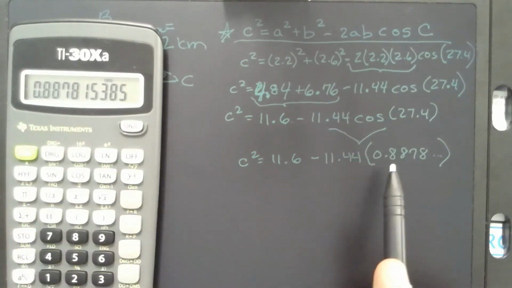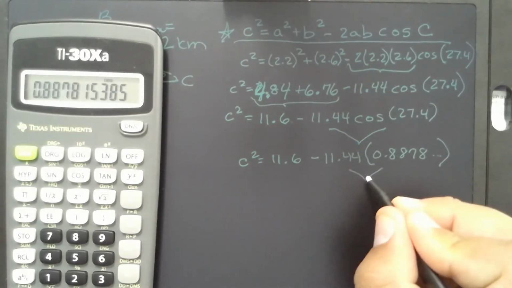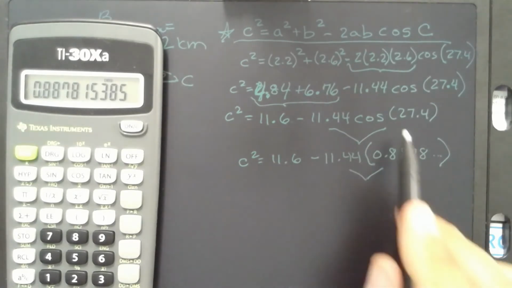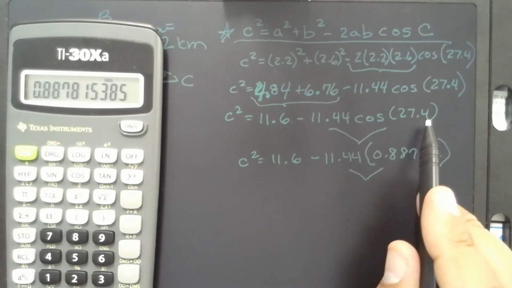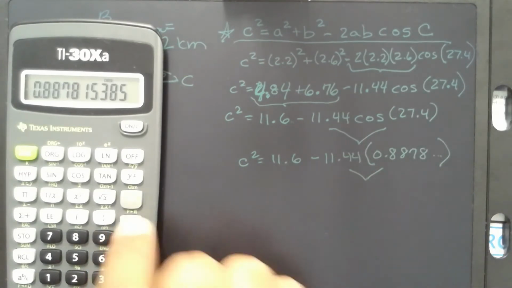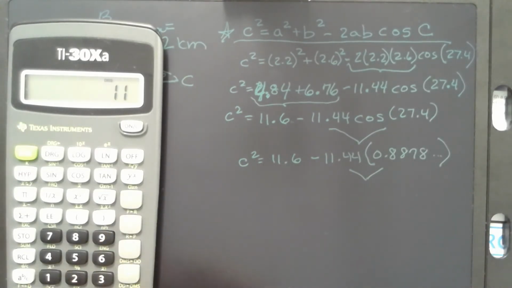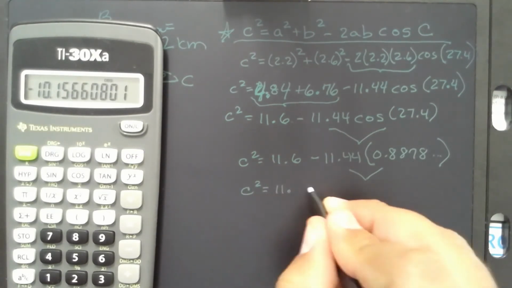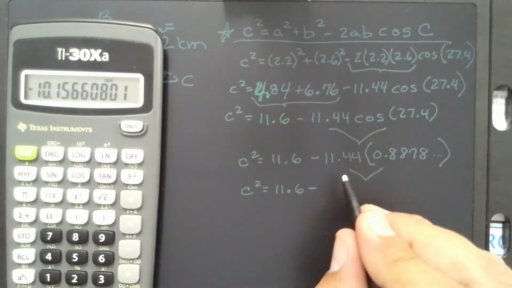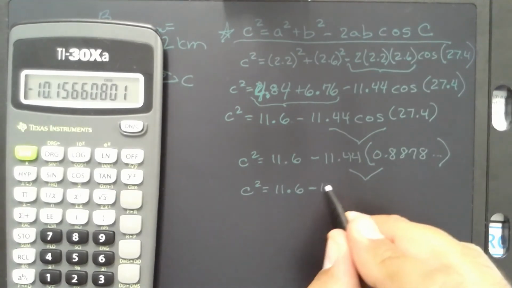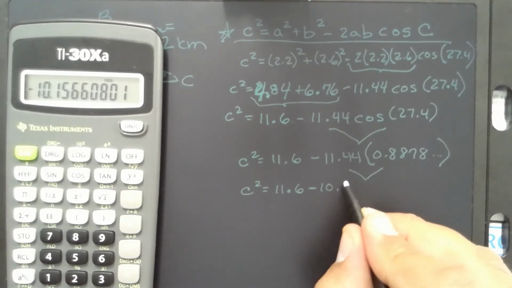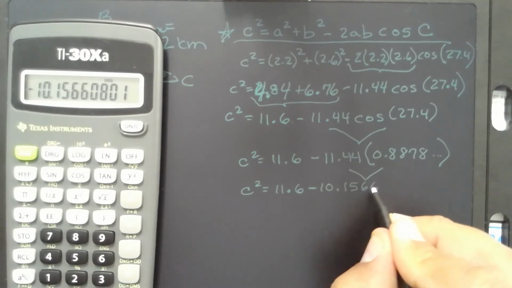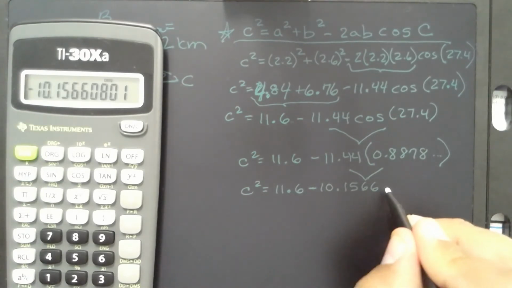I'm going to keep that, and the next thing I'm going to do is multiply these two here. First I had to do cosine 27.4, and I got this. Now I multiply it by 11.44, and it has to be a negative 11.44, and I get c squared is equal to 11.6 minus 10.1566, and I'll leave it like that because it just keeps going.